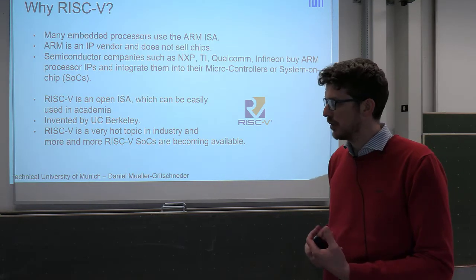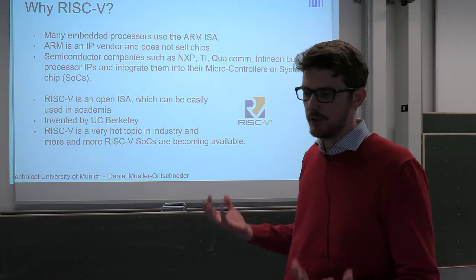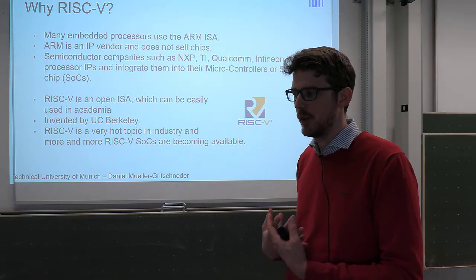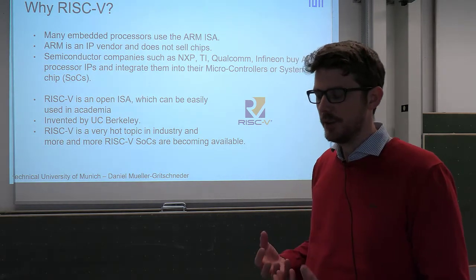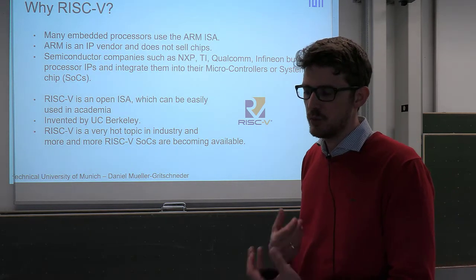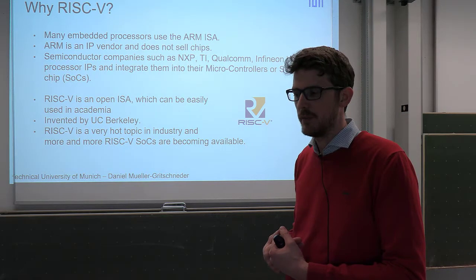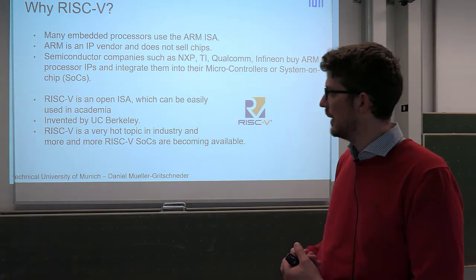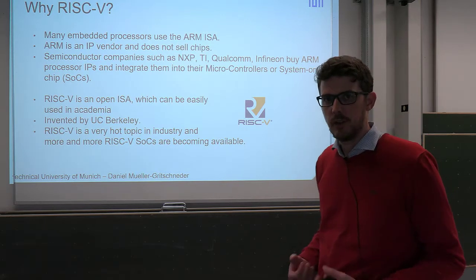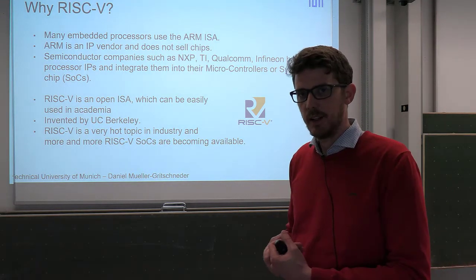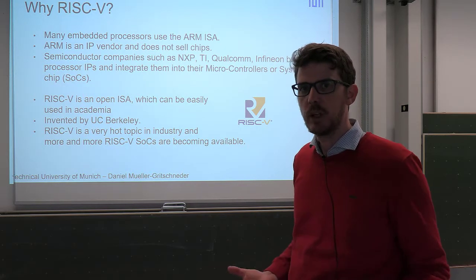Okay, but the problem with ARM is, of course, that it's kind of a closed ecosystem. If you want to use it professionally, you have to pay for ARM. And also in academia, it was hard because you're actually not really allowed to build ARM processors on your own; you have to buy them from ARM. So the people at UC Berkeley, University of California in Berkeley, said, okay, let's have another instruction set architecture which is free to use.